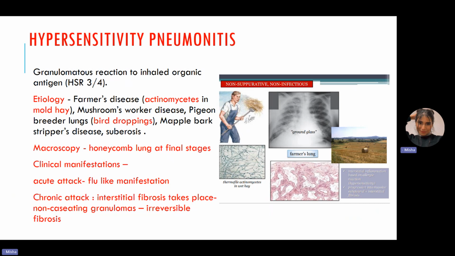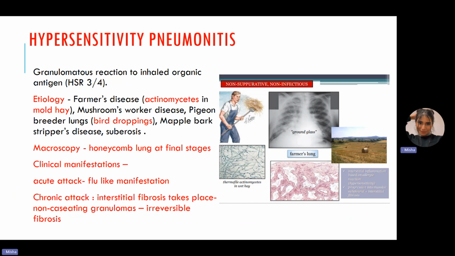Now, the clinical manifestations can be of two types. Either the patient can have an acute attack or it can become a chronic disease. Very important to mention that there are two manifestations, because in the acute attack the patient looks very different. It'll be like a flu-like disease, right? Flu-like manifestation. So they'll have fever, dyspnea, cough, leukocytosis, right? But in the chronic disease, because of a long exposure to the particular antigen, it can basically lead to interstitial fibrosis, right?